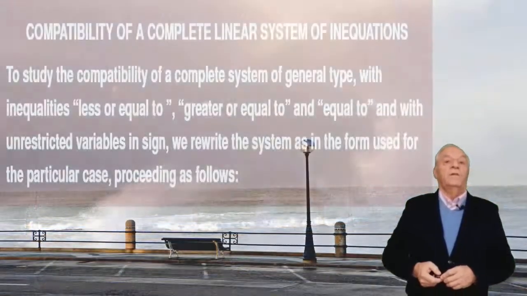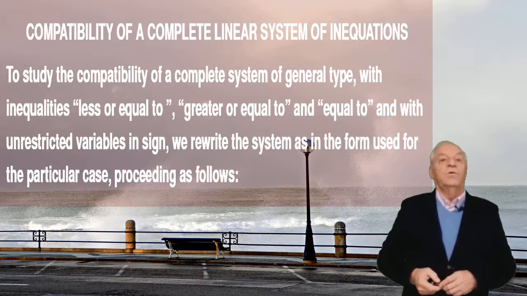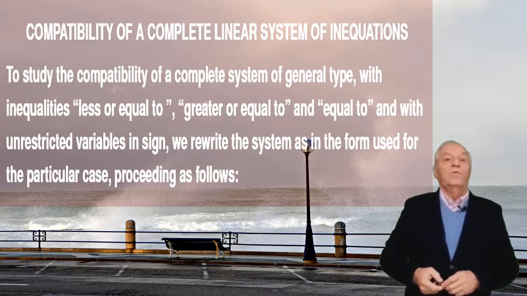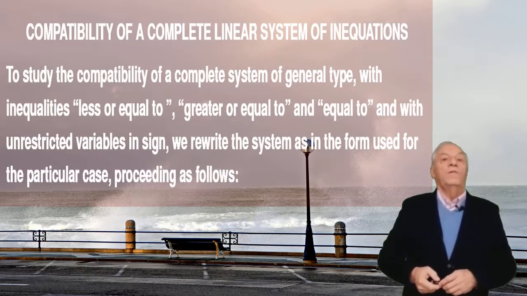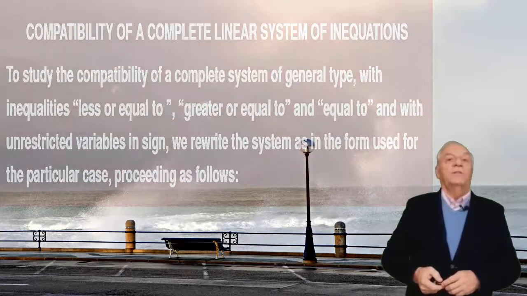To study the compatibility of a complete system of general type with inequalities less or equal to, greater or equal to, and equal to, and with variables unrestricted in sign, we rewrite the system in the form used for the particular case, proceeding in the following 4 steps.